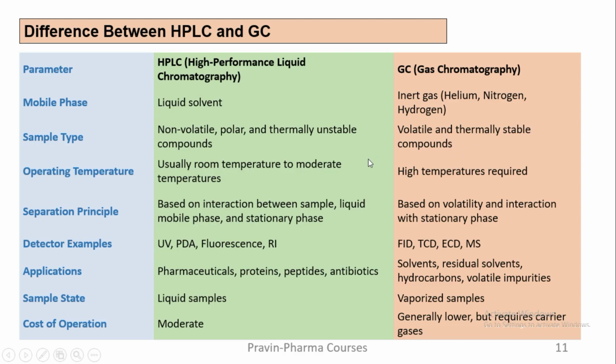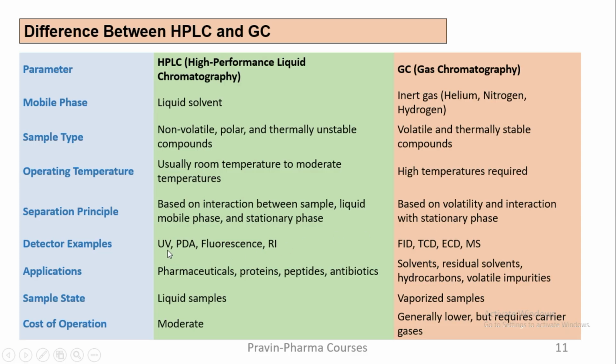If it is not volatile, then how will you analyze? But it should be thermally stable also at the same time. Operating temperature: usually room temperature to moderate temperature for HPLC, right? And high temperatures are required in GC, like 200, 300, 400 degrees, to evaporate the sample and pass it into the column. Separation principle in HPLC is based on interaction between the sample, the liquid mobile phase and the stationary phase. In GC it is based on volatility and interaction with the stationary phase.